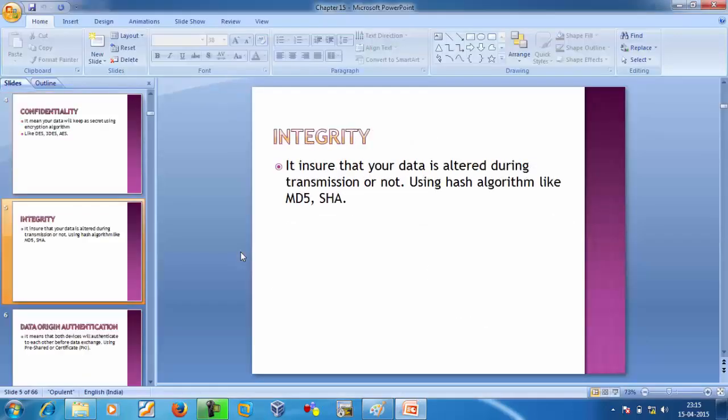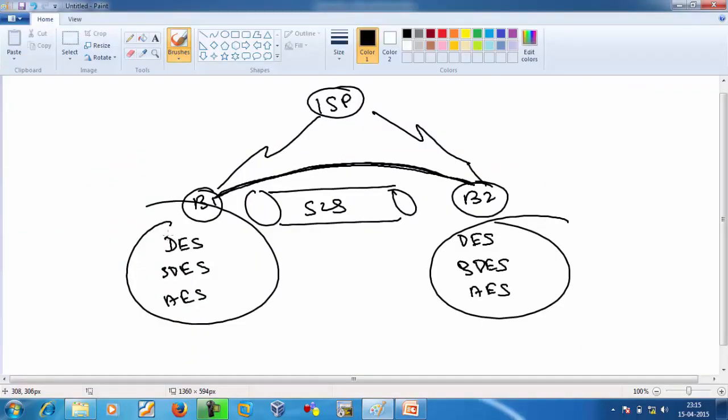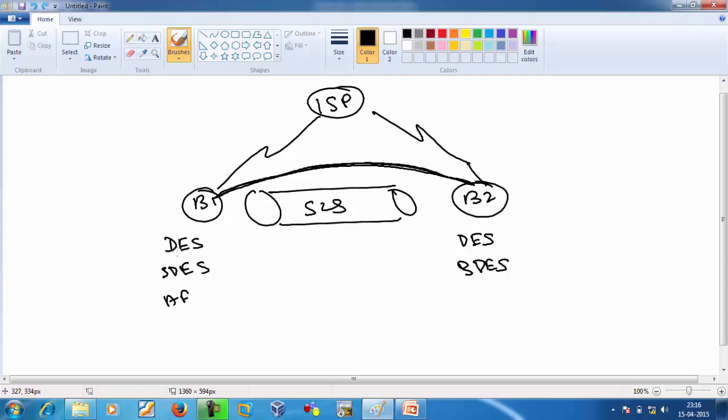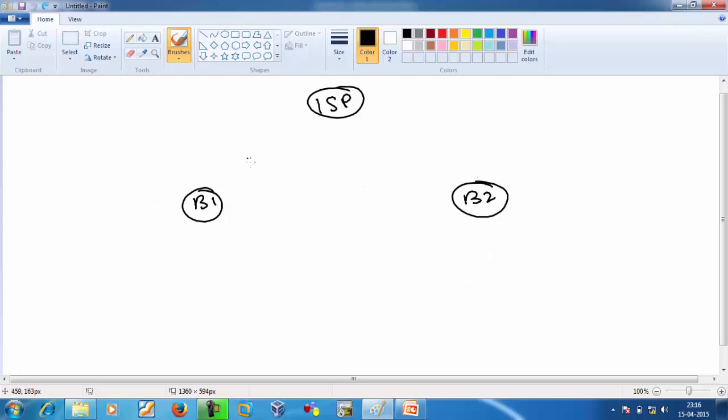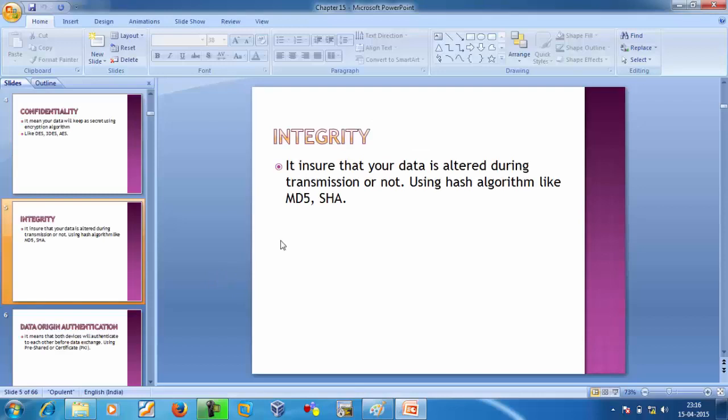Next one is integrity. It ensures whether your data is altered during transmission or not, using a hash algorithm. It is acceptable that no one can see our data. Now we also want that no one should be able to alter our data. We know no one can read it, but data should not be altered either. This is obtained by integrity. It ensures that your data will not be altered during transmission, and we obtain integrity using hash algorithms. Here we have two hash algorithms, MD5 and SHA.